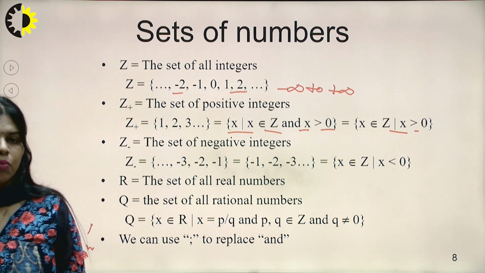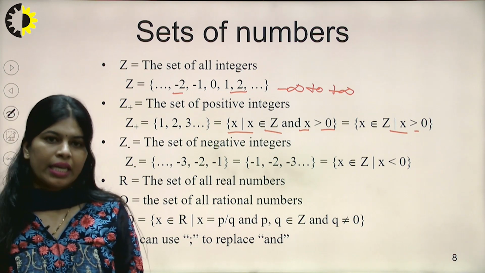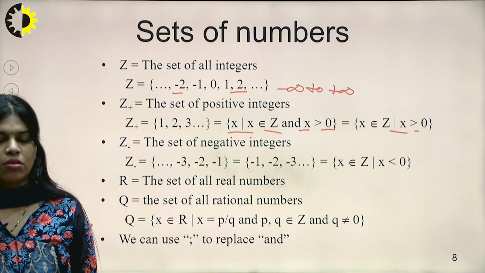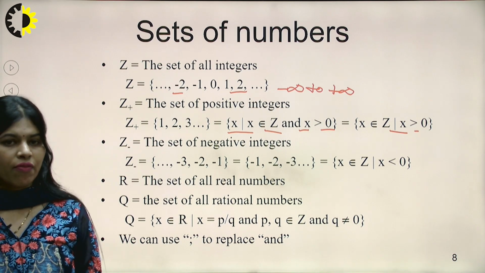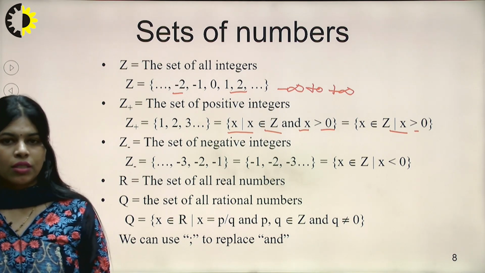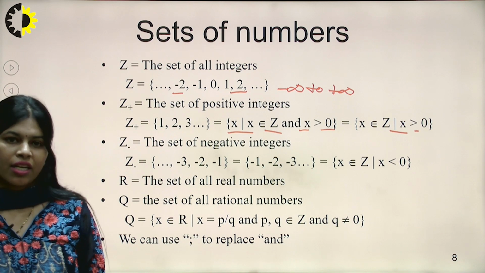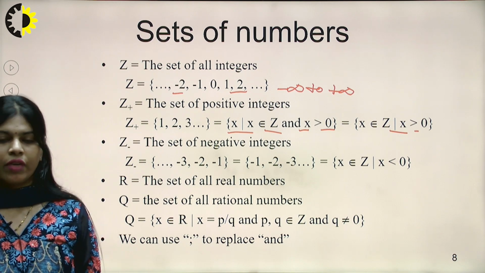Next point is Z minus. Z minus means set of negative integers. Negative integers means we have to take the negative values of integers, means we start the value from the negative numbers to negative infinity.